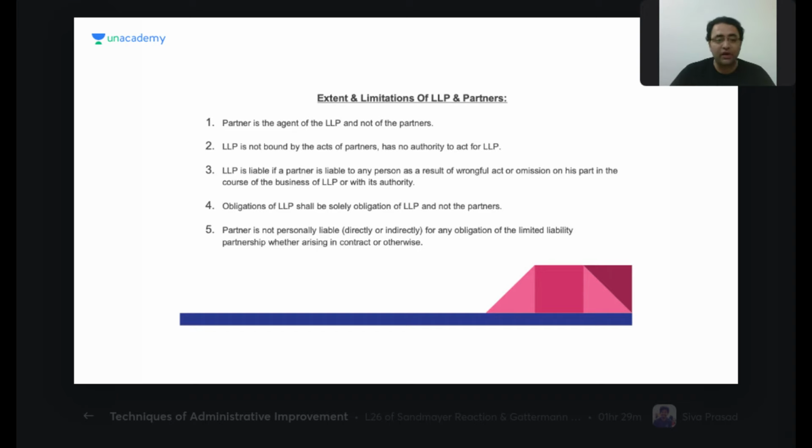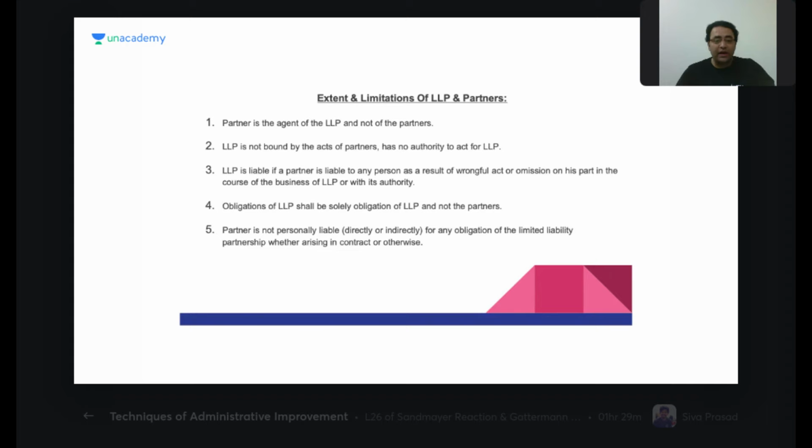Obligations of LLP shall be solely the obligation of the LLP and not of the partners. Yes, this is again one of the main things which arises from limited liability. Whatever obligations are there of the limited liability firm have to be met by the limited liability firm, and they cannot be claimed from the partners except for the amount of capital unpaid as mentioned in the LLP agreement. Over and above that, the LLP cannot claim anything more from its partners.